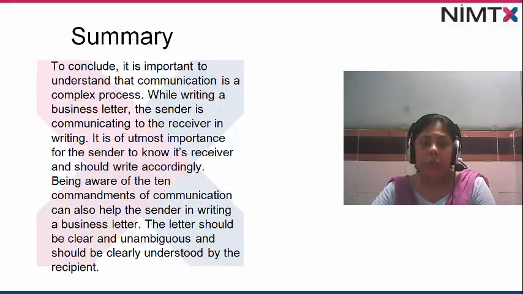So this is about commercial letters. This is the end of the chapter here. I hope we have been able to understand how important it is, while writing letters, to know your recipient and to know what message needs to be sent.